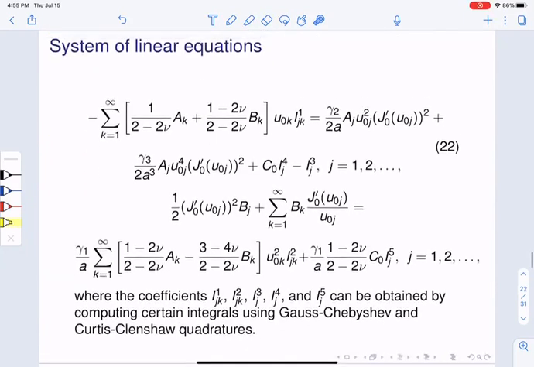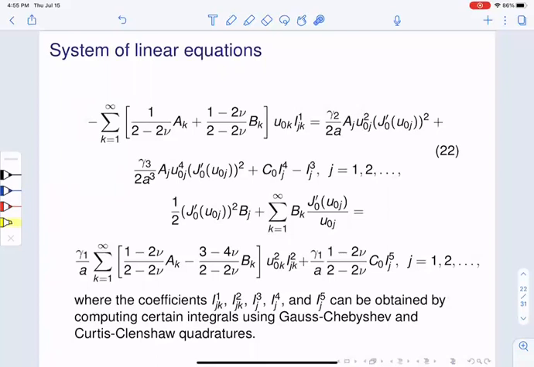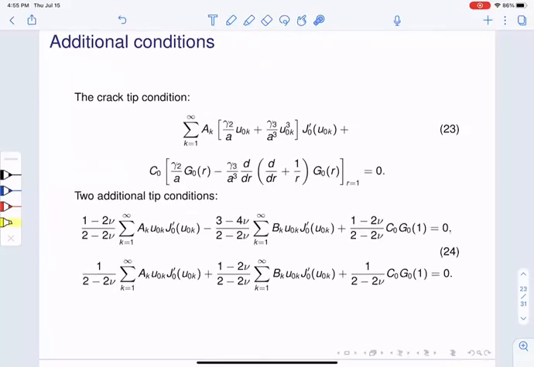Okay, so if I substitute these representations into my singular integro-differential equations and use properties of Bessel functions, in particular the orthogonality property of Bessel functions, that allows me to come up with this relatively simple looking system of equations to find my coefficients a_k and b_k. On top of that, I have two additional conditions. This condition is essentially a tip condition, which I mentioned I need to fix additionally in the numerical scheme. And these two conditions allow me to obtain bounded fields at the crack tip.